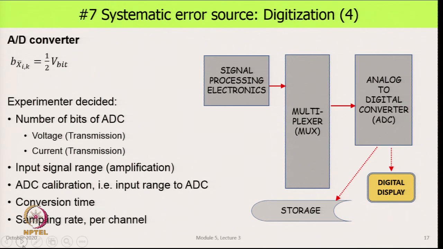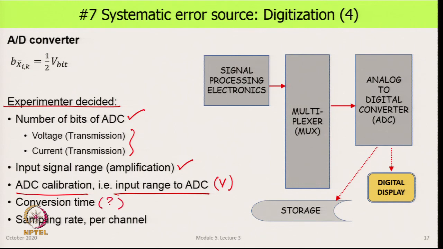We decided all these issues. The experimenter will decide what is the number of bits, whether or not we have voltage or current transmission, what is the input signal range that the A to D takes, what the instrument gives, and how much amplification we should do. The input signal to the A to D converter could be adjusted. This is called the A to D calibration, which is the input signal range to the AD converter, typically in volts. How fast it converts is that it takes a sample, does some electronics on it and puts a number. It may be in microseconds, but that is the question, how much time does it take?